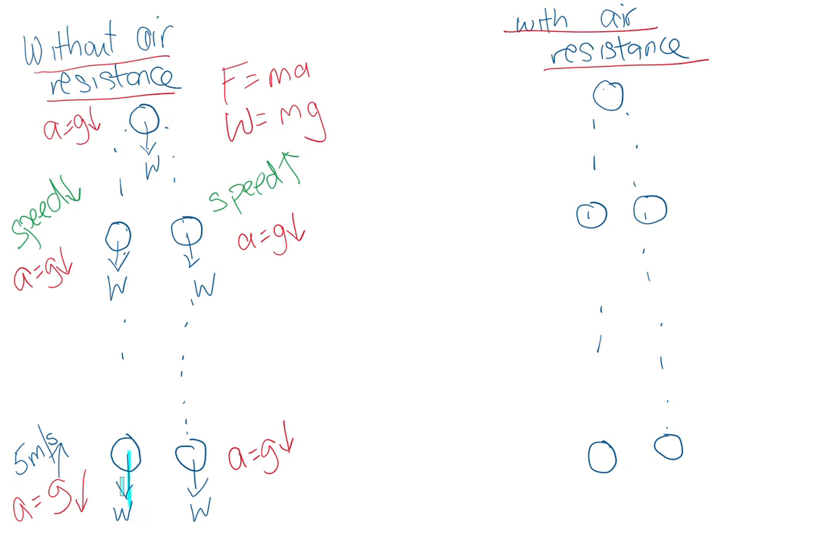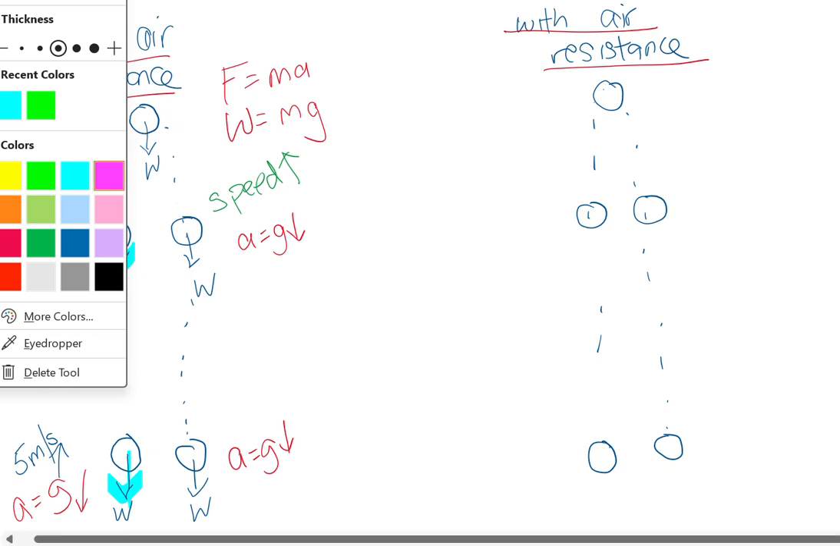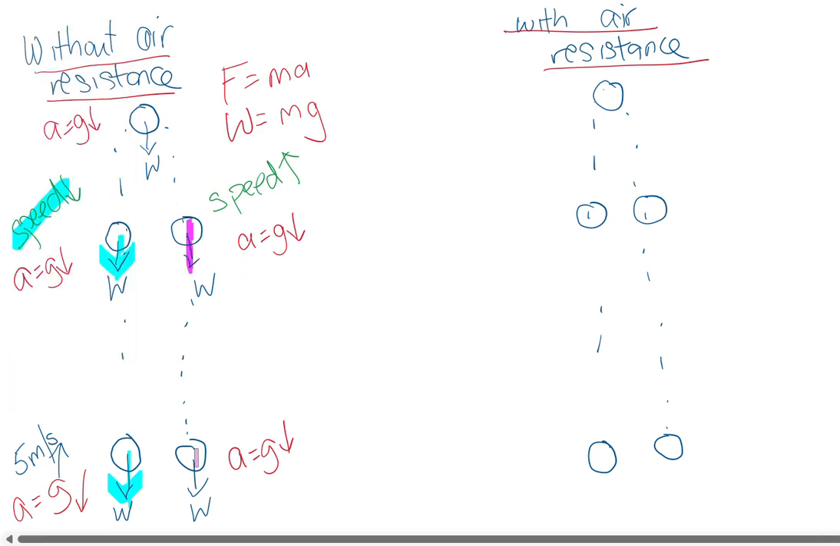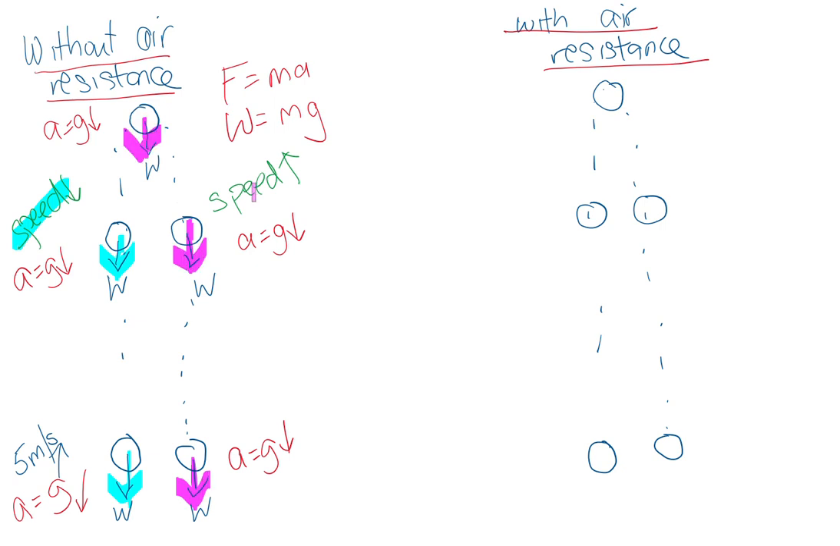So over here, I am moving upwards, but can you see my net force is acting downwards? So therefore, speed decreases. And on the other hand, because my net force is acting downwards, and I am moving downwards, so speed increases.